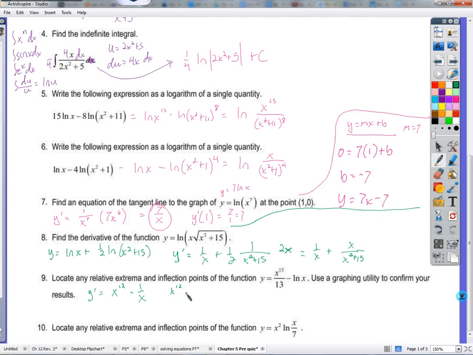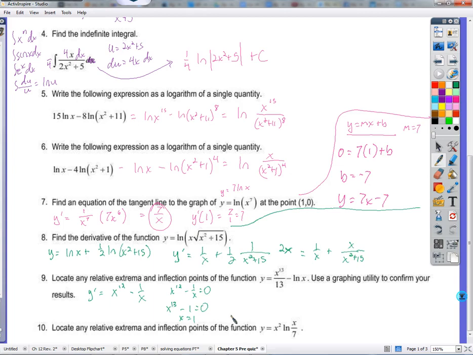x to the 12th minus 1 over x equals 0. Let's just multiply through by x. I'll get x to the 13th minus 1 equals 0. So x equals... If we add 1 to both sides and take the 13th root, we'll get x is equal to 1. Okay, so that's where we have a possible extrema.